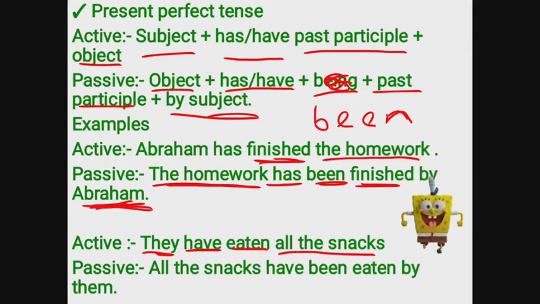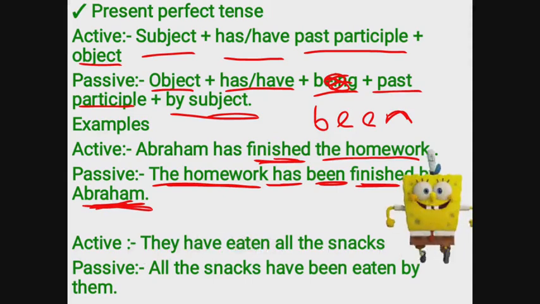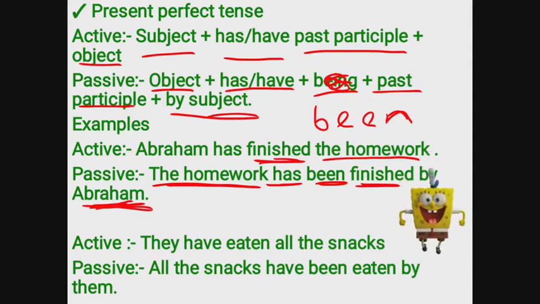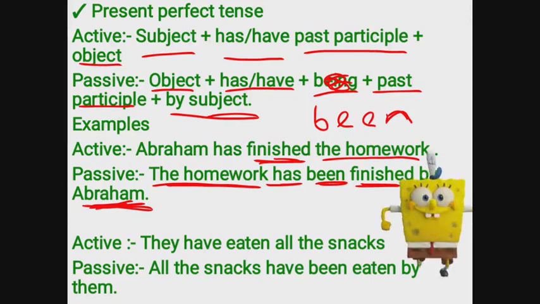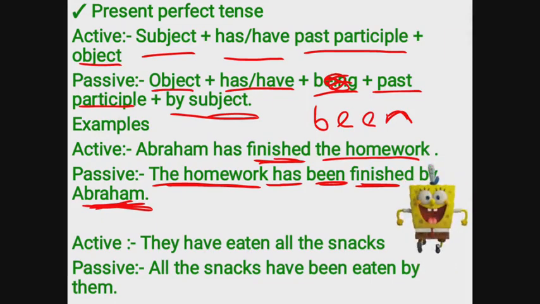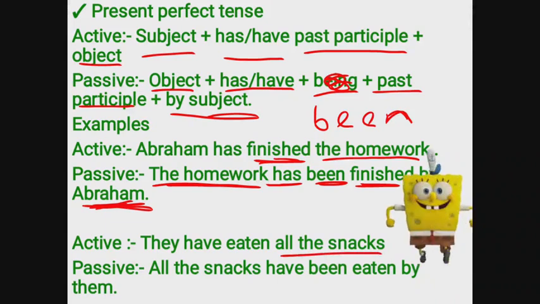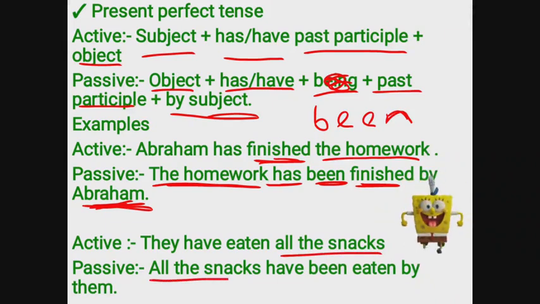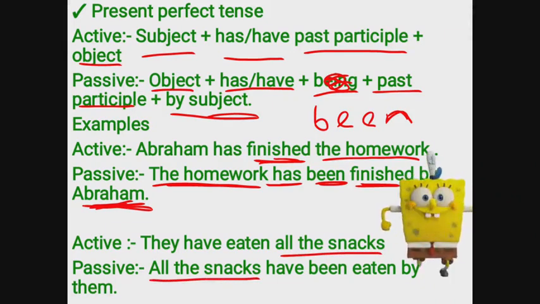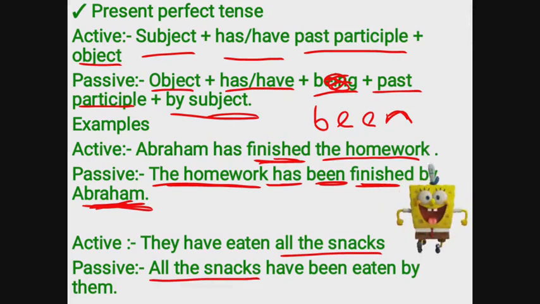How do we change this now to passive voice? First of all, start with your X rule, then you go to your pronoun rule, then you go to your verb rule. Now, they have eaten all the snacks. All the snacks is the subject, so all the snacks becomes the subject here in the passive voice.